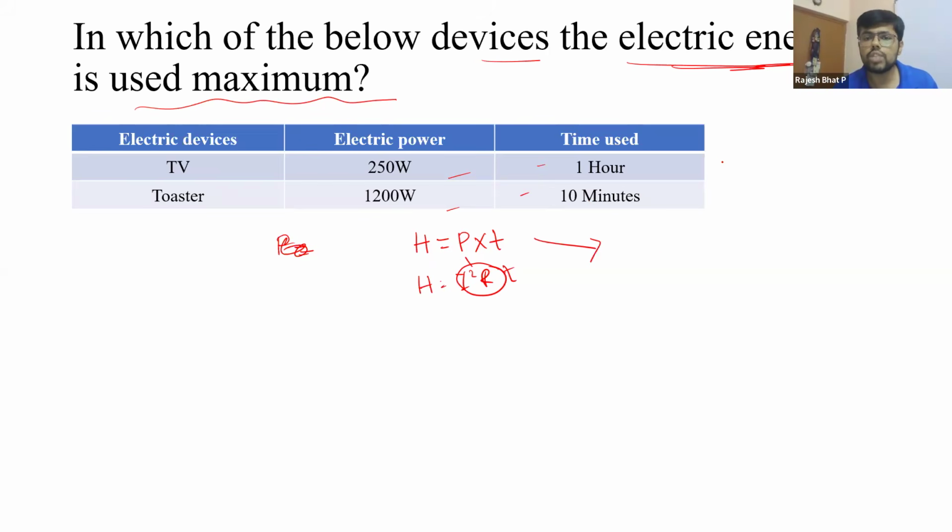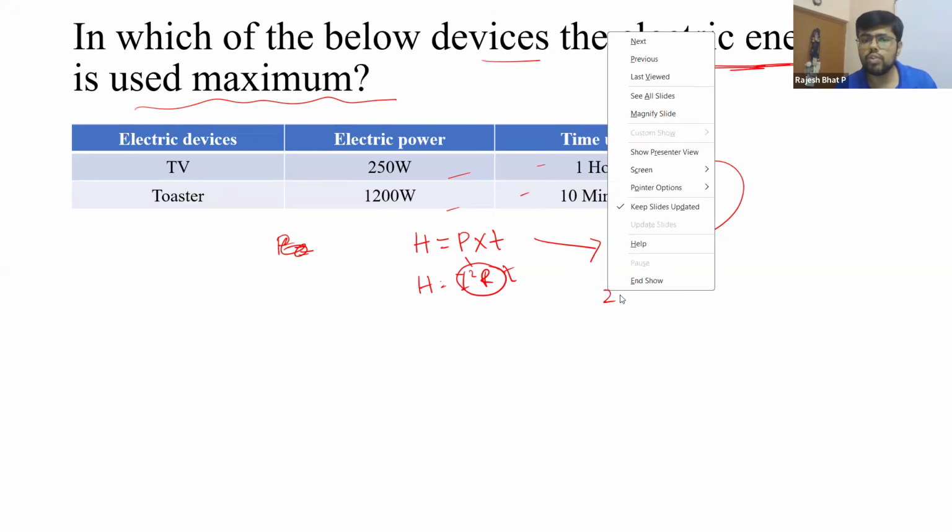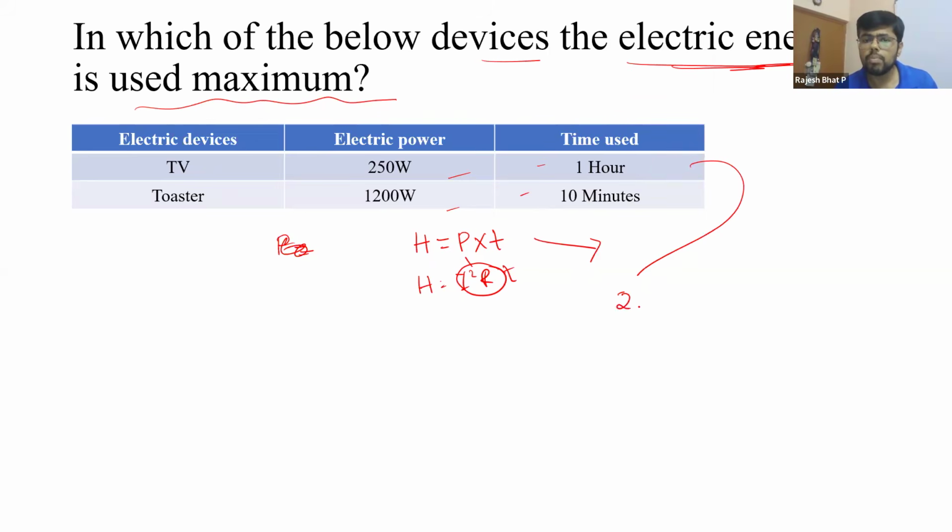Okay, P into T. So first one. Okay, what is the heat or energy produced? Let us see. Power is 250. Time is in hours. I told you, seconds. Don't forget always to convert into seconds. So in 1 hour, how many seconds? In 1 minute, you have 60 seconds. In 1 hour, 60 minutes. So how many seconds? Cross multiply if you do. In 1 hour, you have 3600 seconds. So when you multiply, whatever answer you get will be in joule. Okay, energy is in joule.